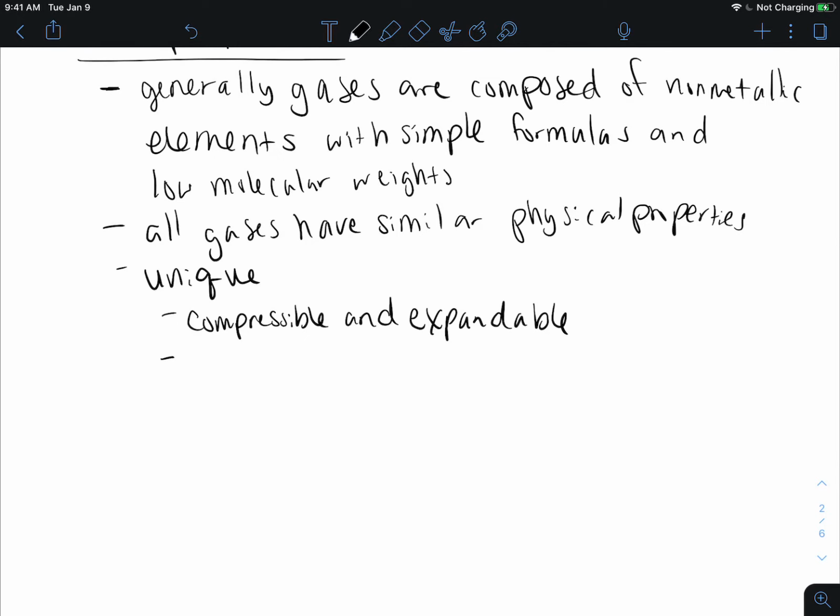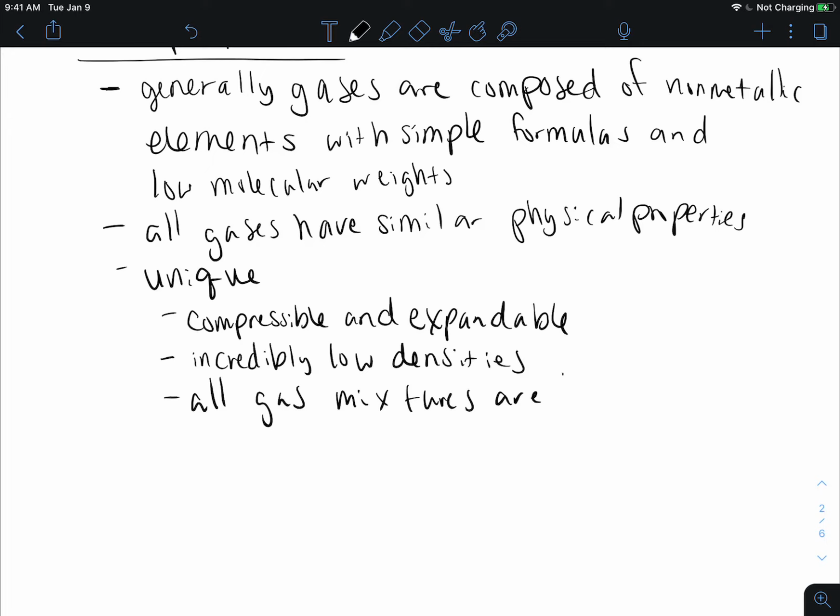Because the particles are infinitely far apart from each other, they have incredibly low densities, which is very different from our solids and our liquids. And all gas mixtures are going to be homogeneous. So you will only see one phase if you look at this. It'll look like one thing, because they all have very similar physical properties.